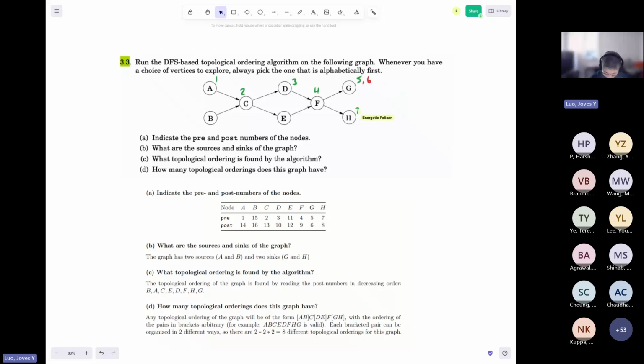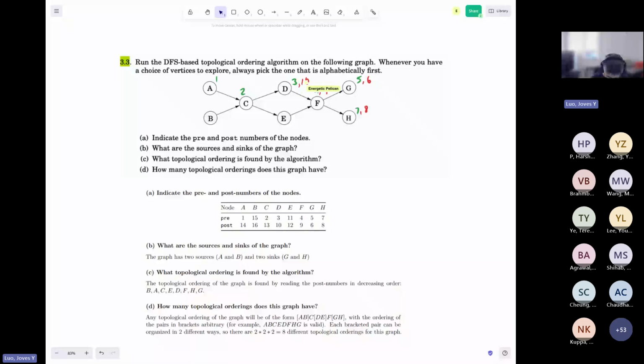Now remember, the pre number and the post number use the same counter. It doesn't reset. It is a single counter that's used for both prenum and postnum. So you go 1, 2, 3, 4, 5, then your 6 is a postnum, and then you go to 7. Now H is a sink, so it has no vertex to go to. So this is done. It gets 8, and then we go back to F, and F is done. So F is now 9. We go back to D. D is done, so this is now 10.